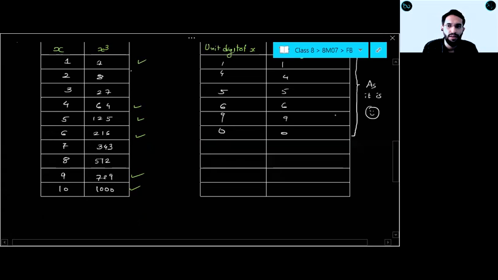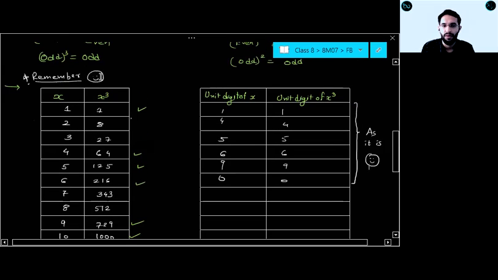Yes, let us check for the others. What is the doubt, Sanvi? Tell me. How many of you are having doubt in this?